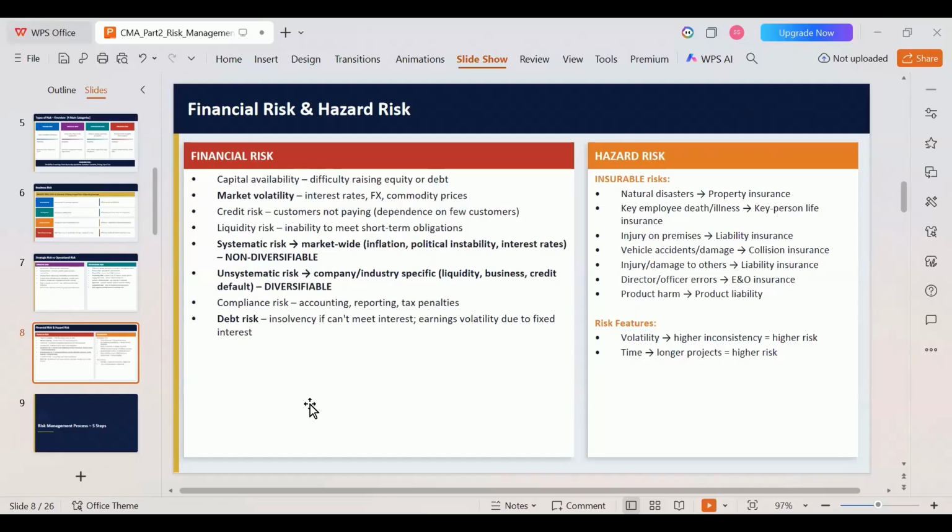Okay, so all of you are clear till here? All the 10 students, all of you are clear with risk and its types?